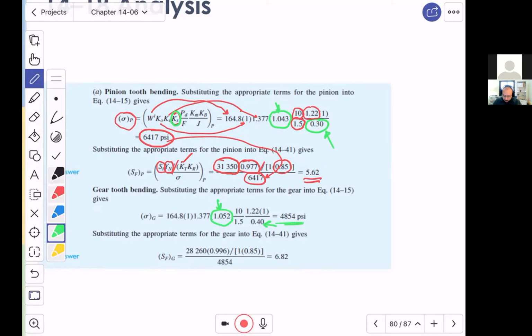Now be careful. ST is different for the pinion than for the gear. YN is different for the pinion than for the gear. The reliability and the temperature apply to both, and then the stress is from here. You should not use the stress for the pinion to calculate the factor of safety for the gear. So how much did we get? We get 6.882, while this one is 5.62. So the pinion is still at more risk than the gear.